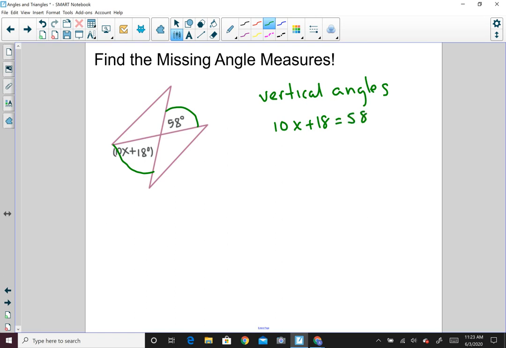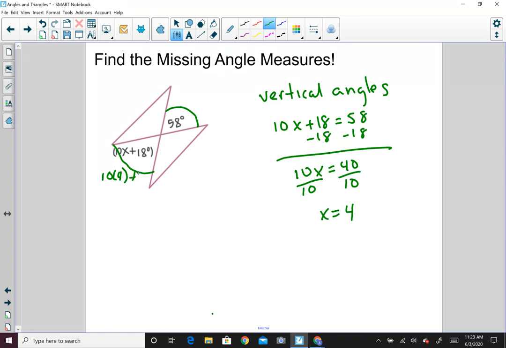That's step 2. Step 3, solve. I'm going to solve by subtracting 18 from both sides. And I get 10x equals 40. Then divide both sides by the coefficient, by 10. So x equals 4. I'm going to put that back in because that's step 3, solve. Step 4 is put it back in and get my angle measure. So 10 times 4 plus 18. 10 times 4 is 40 plus 18 is 58. Is that what I expected to get? That's what I expected to get because vertical angles are equal.